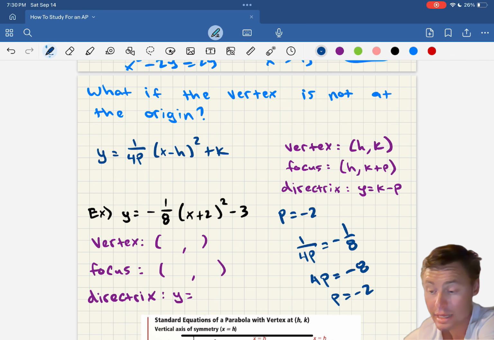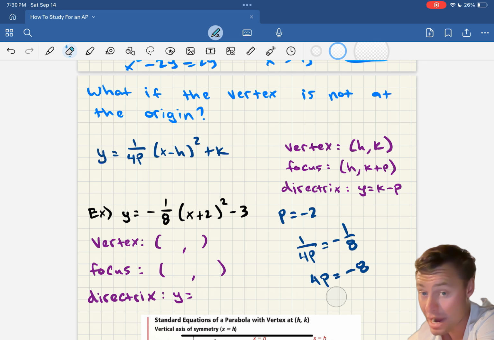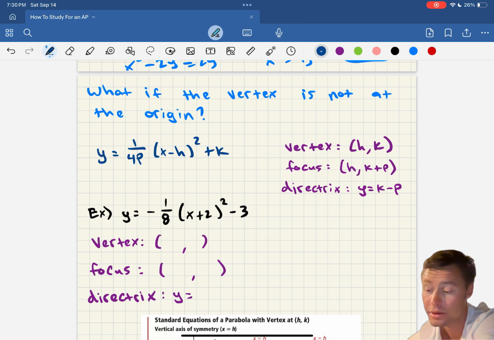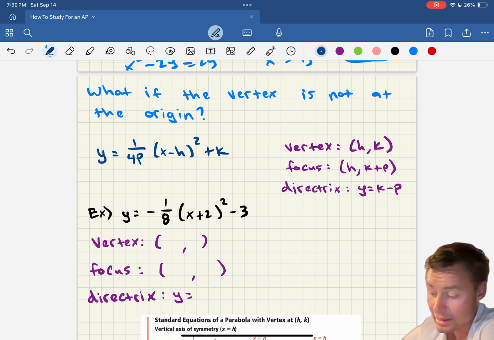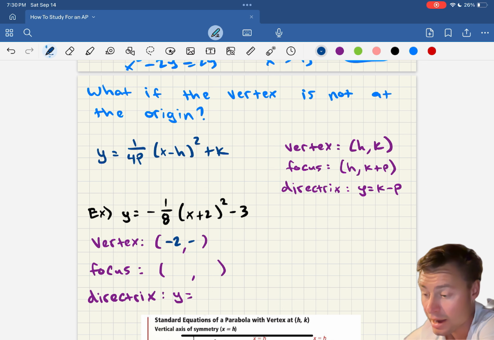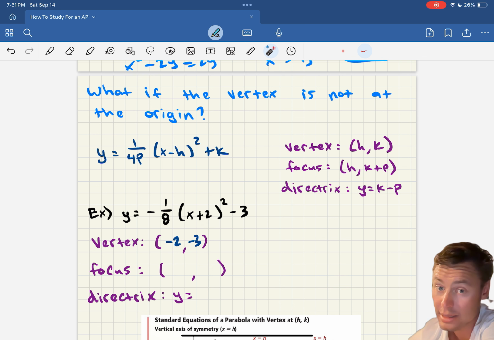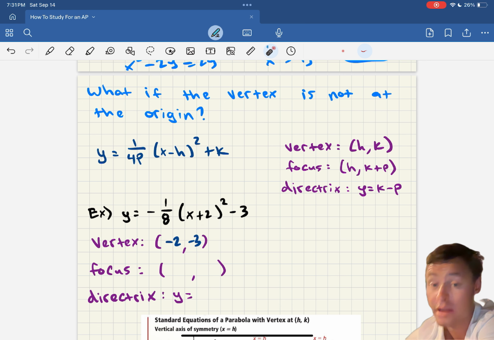Okay, so what does that tell me about this particular parabola? It tells me that this parabola is facing downward. The question doesn't ask that, but it's a good thing to know that. Great, my vertex would be at negative 2 comma negative 3. How did I know that? Well, it's just the h value is negative 2 minus a negative 2, which is why it's a plus inside. And my k value is negative 3, which is out here.